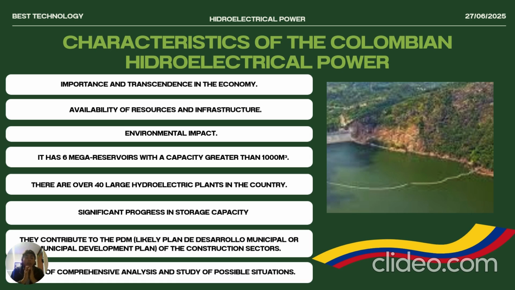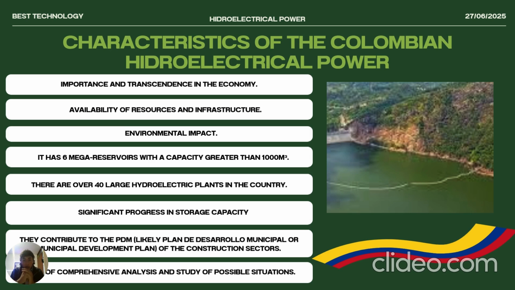It has a capacity greater than 1,000 cubic meters. This demonstrates the progress in Colombia. There are over 40 large hydroelectric plants in the country. This is the progress in our country in this sector, technical progress in the storage capacity.